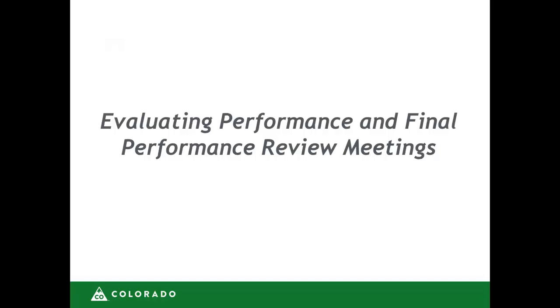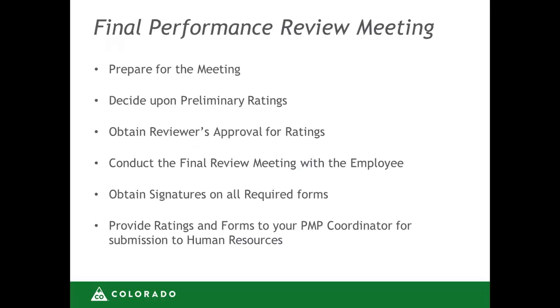We will turn next to some suggestions for how to evaluate your employees and conduct the final performance review session. There are 6 key actions that need to happen to complete the final PMP closeout process. First, supervisors need to prepare for the meeting by gathering relevant information related to the employee's performance. Second, review and evaluate all the information you have collected to determine preliminary ratings for each competency, as well as an overall rating. Third, obtain the approval of the reviewer for the ratings.